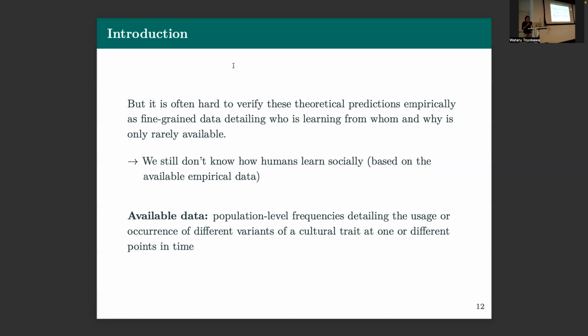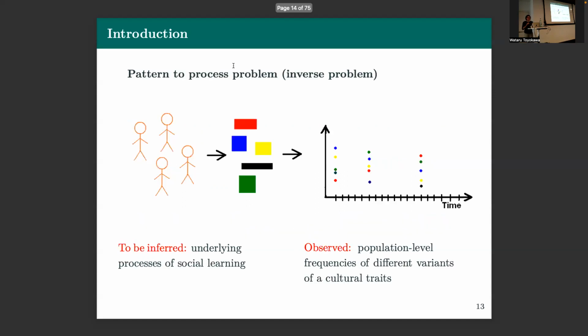My research often focuses on anthropological and even archaeological case studies. In this situation, often the only data source we have is population-level frequencies detailing the usage or occurrence of different variants of a cultural trait at one or different points in time. So that's the data we have. And from this data, we want to infer underlying processes. What this phrasing does is turn our inference question into a classical inverse problem.